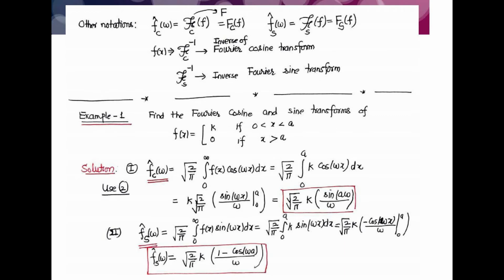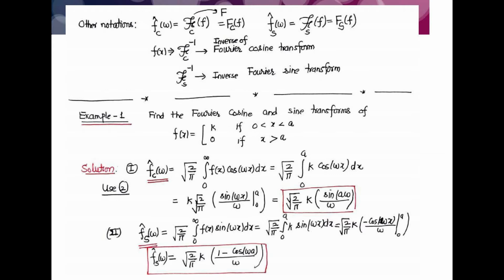There are a lot of notations for Fourier cosine transforms and Fourier sine transforms. Small f with subscript c, or we can simply write capital F with subscript c and your function small f. C I am using for cosine transform. Similarly, you can write capital F with subscript s and your function small f.